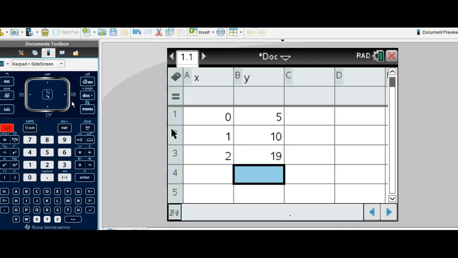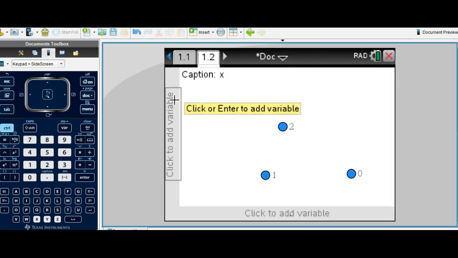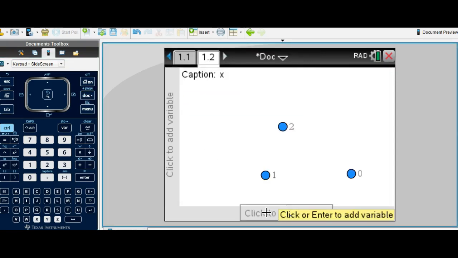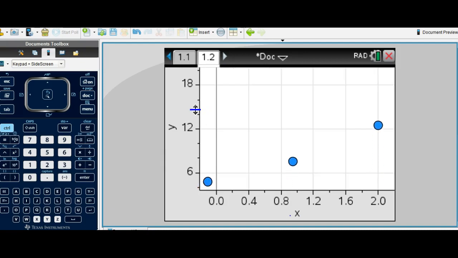When I go to add a page, I'm going to add data and statistics. Option 5, that'll give me the scatter plot. Remember, we have to add the X label and the Y label, and that should make some sort of a little parabola, at least part of one.